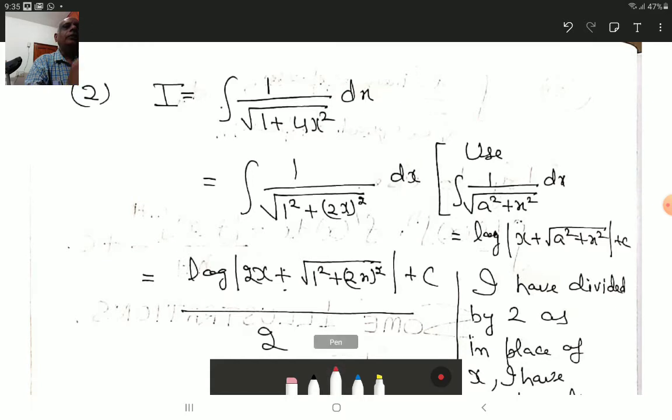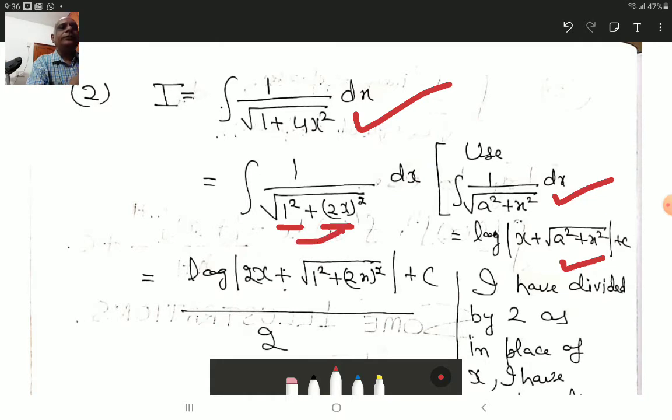Integration of 1 upon square root of 1 plus 4x square. It may be modified as 1 upon square root of 1 square plus 2x whole square. So it is just like 1 upon square root of a square plus x square. And you must remember that its integration is log of modulus of x plus square root of a square plus x square plus c. Here a square is 1 square and x square is 2x whole square. So answer will be log of modulus of x. In place of x we have 2x, so we will have to write 2x plus square root of a square plus x square plus c.